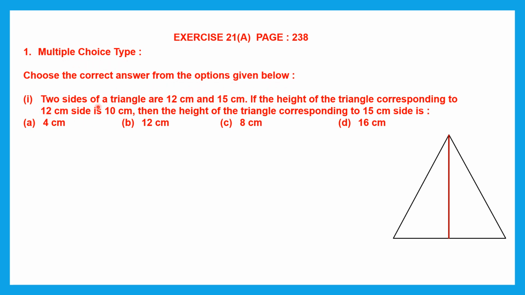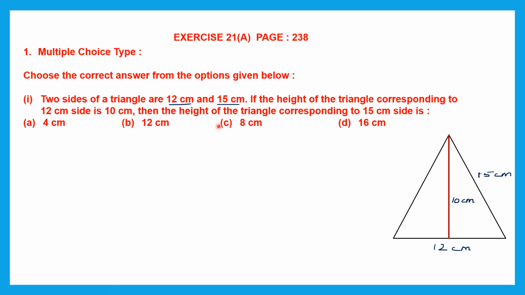First one, two sides of a triangle are 12 centimeters and 15 centimeters. Now let's mark that on the figure. So let's take this to be 12 centimeters and this to be 15 centimeters. Let's continue to read. If the height of the triangle corresponding to 12 centimeter side is 10 centimeters, that means this is the 12 centimeter side. The height of this corresponding to this side, that means from the opposite vertex. So this is the height and that is given as 10 centimeters. So this is 10 centimeters.